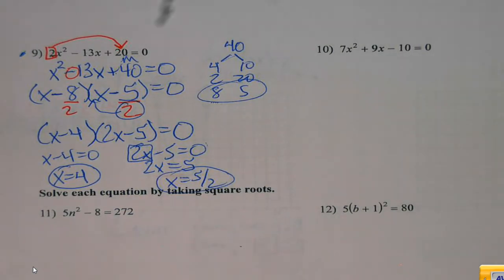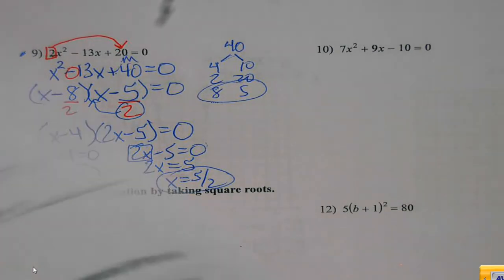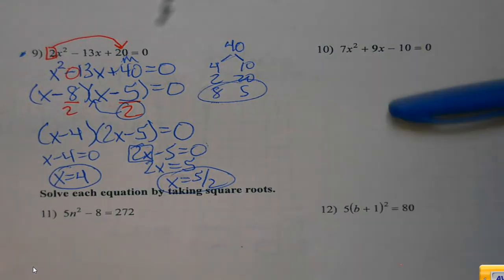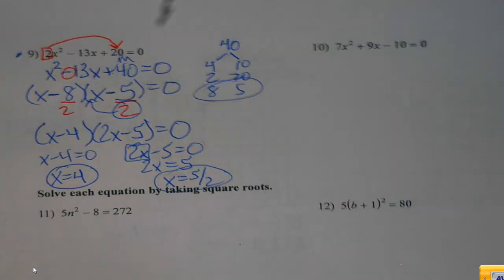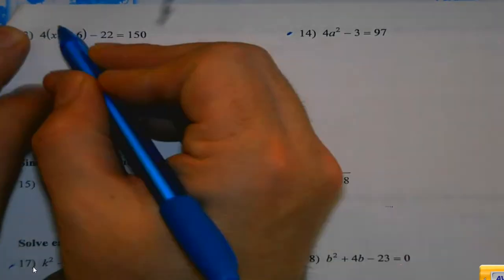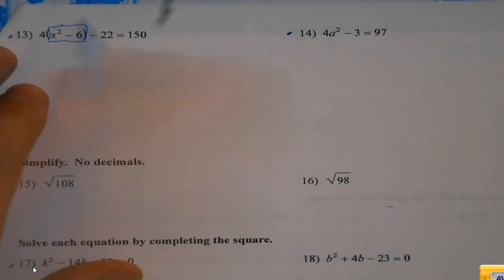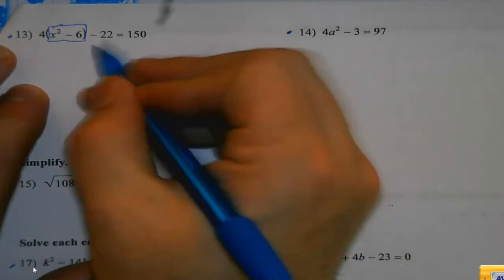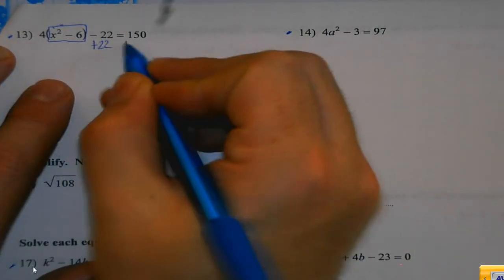Okay, next section, solving by square roots. Let's see here. Looks like we've got a couple of those as well. But I didn't mark 11 and 12, which means my ones I'm doing must be on the next page. Yes. Okay. So 13 and 14. First job, I'm going to work on getting this alone. I could distribute here, but that's usually not a good idea. So I'm going to work on getting this other stuff out of there.